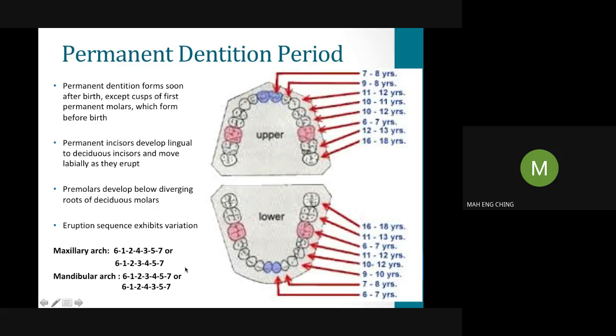Then in the mandible, the last one to come out is the second premolar, number 5. Number 5 becomes the last one to come out. That's why the lateral incisor becomes crowded or crooked, sometimes impacted. Remember the sequence and the timing also.